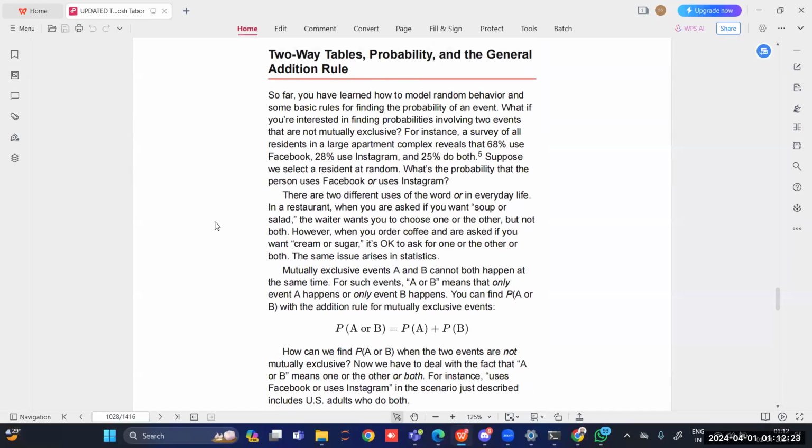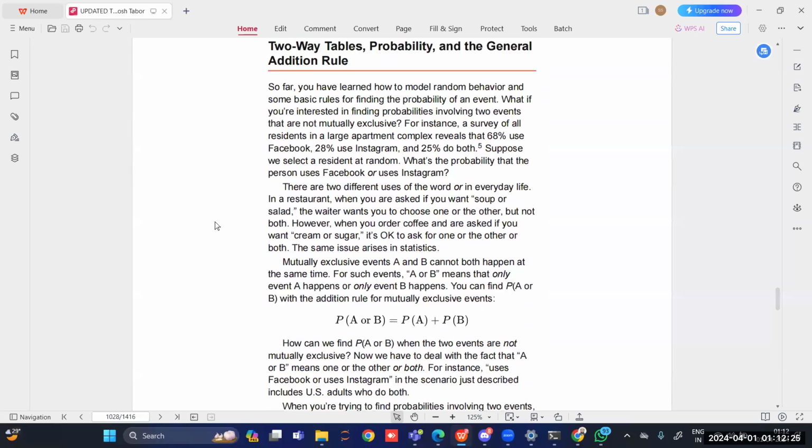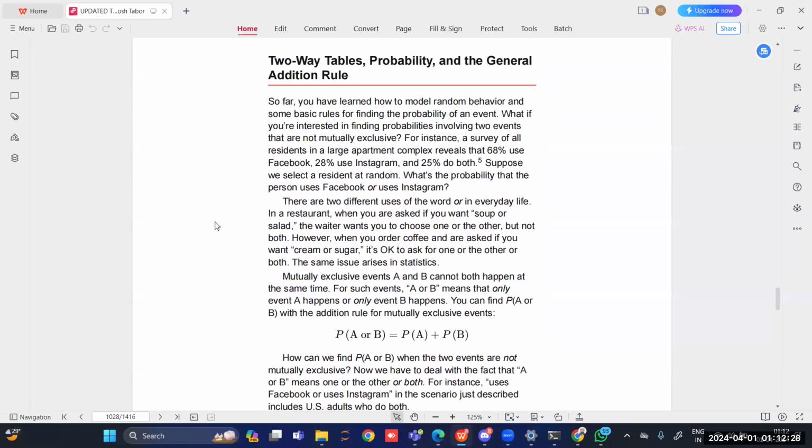Now it comes to this. I have explained all this to you at the start of the class only: two-way tables, probability, and the general addition rule. See, he has given it here.